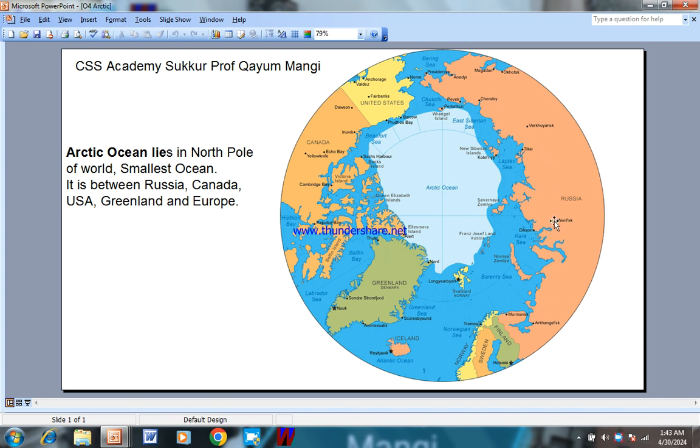Russia. This is Russia. This is Europe. This is Greenland. This is Canada, and this is the United States. It is boundaries, and these are the oceans or seas around the Arctic Ocean. Well, I think you have understood the knowledge of the oceans.